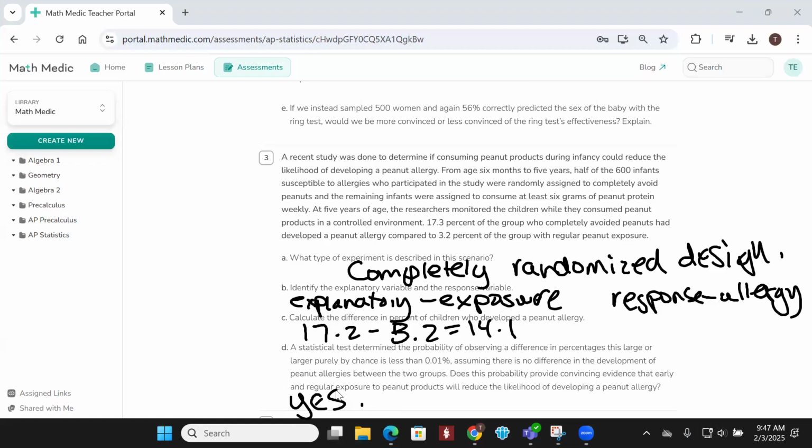Why? Okay. Why does that matter? I'm tired. My brain cannot. Okay, so they don't just happen purely by chance. There's a big difference between the non-exposed and the exposed. Agreed? Yes. Okay, so there's a difference. So do we have convincing evidence? Yes. Okay, so these results are too unlikely to have occurred by chance. So we do have convincing evidence.